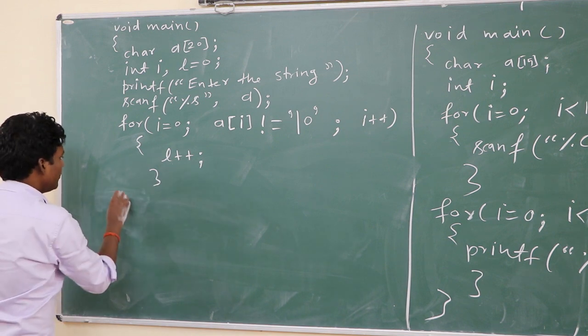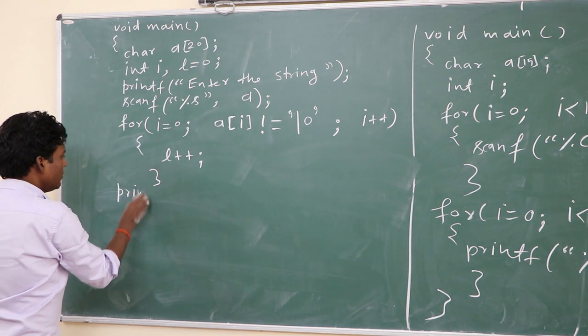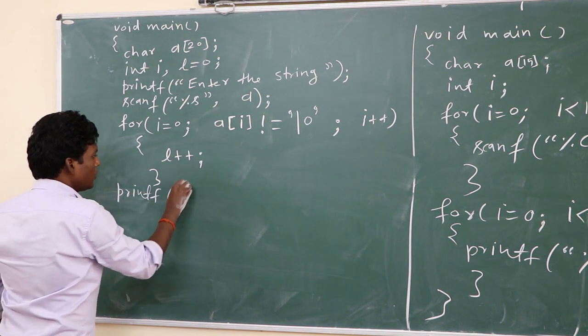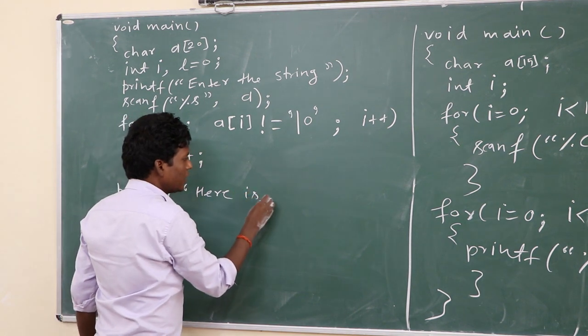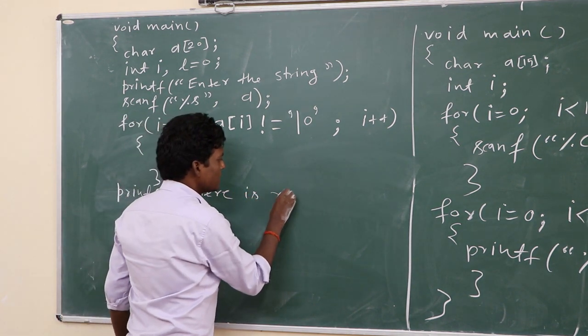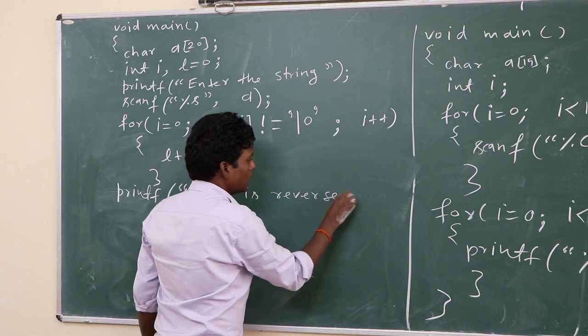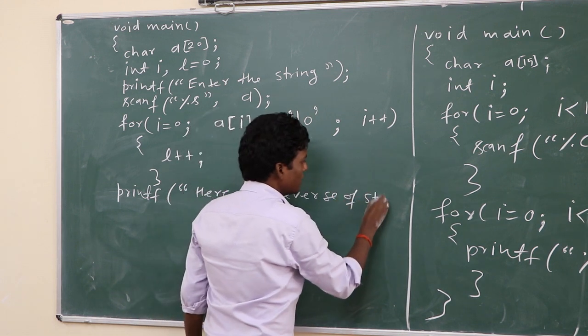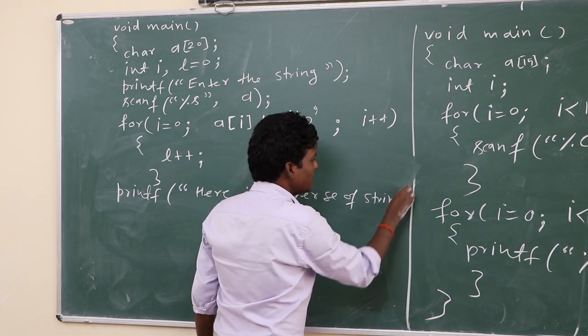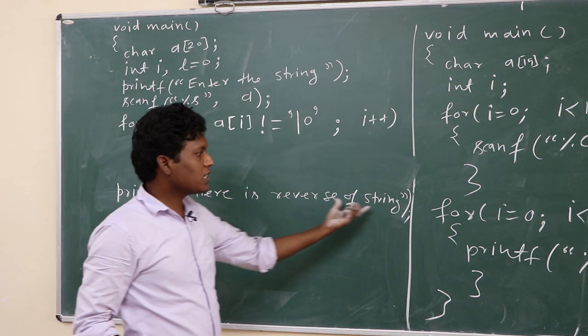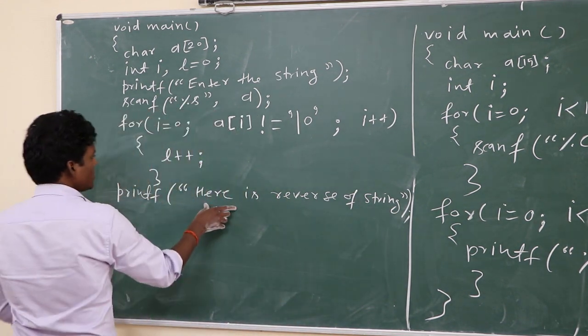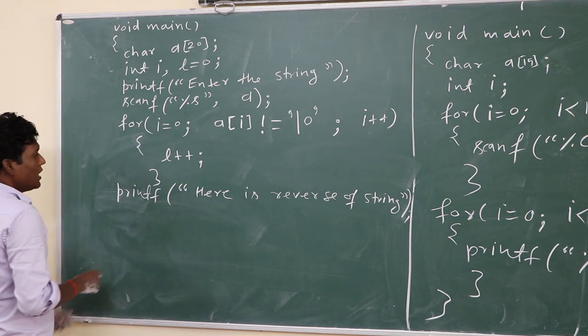Here is your printf, here is reverse of string. This is basically just a message. Printf, here is reverse of string. It is just a message on the output screen. Okay, class.